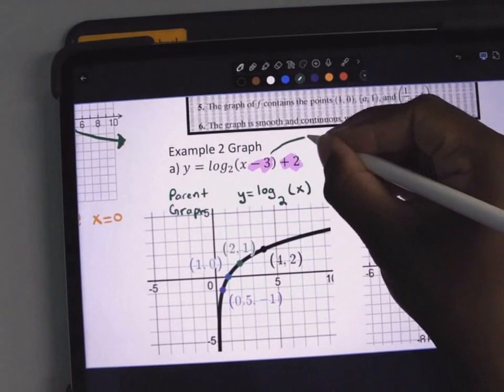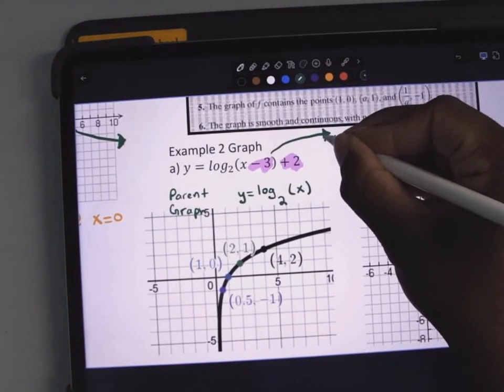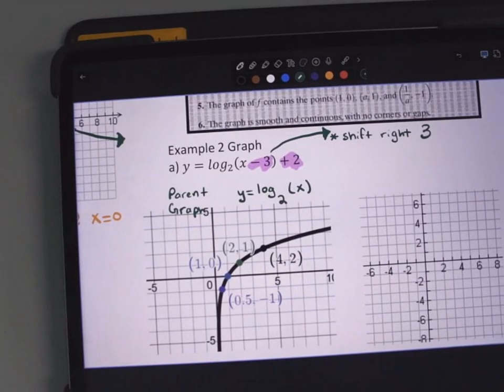And that's because of this 3 right here. Everybody okay, why we got to do that? We just followed the key. If you remember, we talked about it with the exponents. The formula is really x minus h. So if it's negative, that means the 3 is positive, so we go right 3.